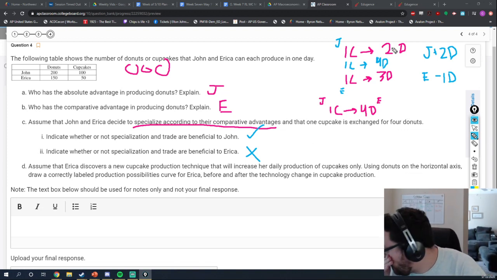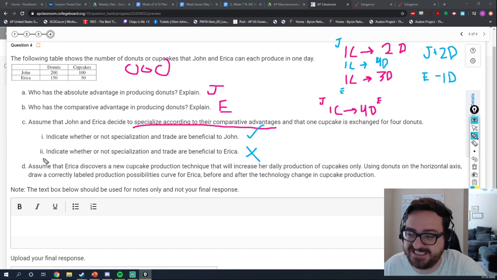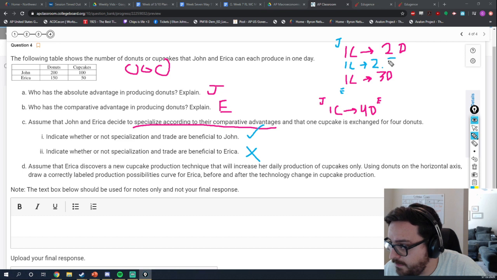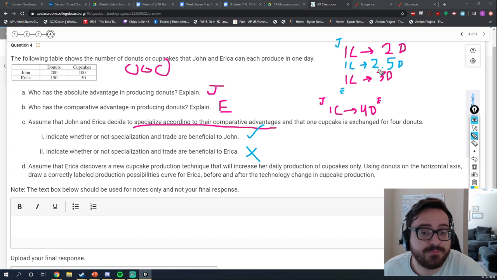Again, if this question were to ask as part C, triple I, what would be a possible trade that is mutually beneficial? It would have to be a number in between 2 and 3. So if it was like 2.5, which is the obvious one, that's the one that's right between the two. If it's 2.5 donuts, then John is still getting more than before. John is getting 0.5 more than before, so he gets an additional 0.5 donut. And Erica's being asked to give up 0.5 less than before, so she's actually saving half a donut. So good for Erica, good for John if it falls halfway between.